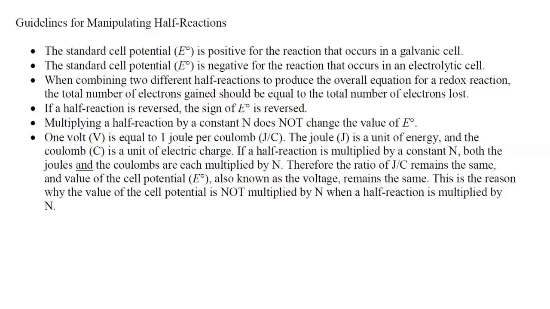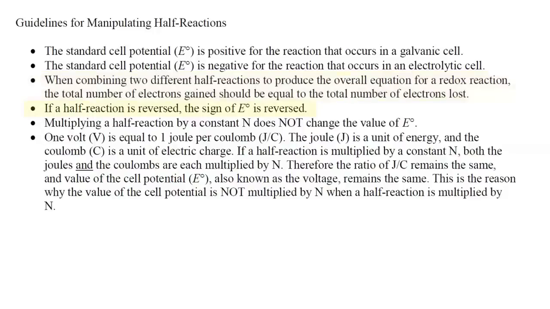So here you can see on this slide, there are several guidelines for manipulating half reactions. The first one I'm going to highlight is this one, which says, when combining two different half reactions to produce the overall equation for a redox reaction, the total number of electrons gained should be equal to the total number of electrons lost. Now, that was a concept that was important when answering part D of this question. But now in part E, we have to calculate the cell potential for the overall equation, the overall reaction. So another guideline that I want to highlight that's important is the following.